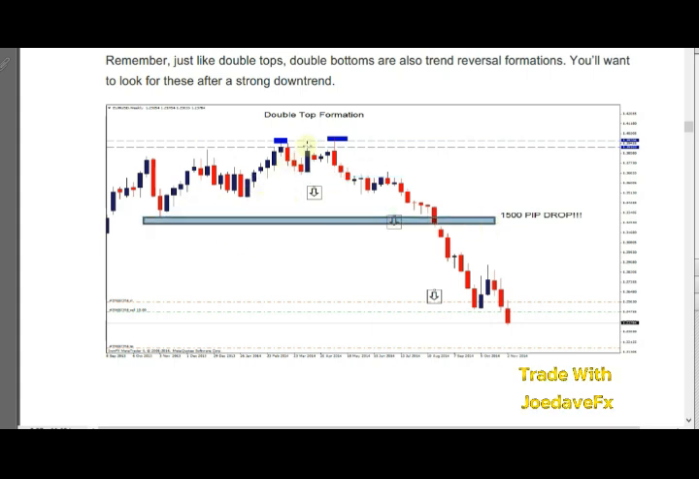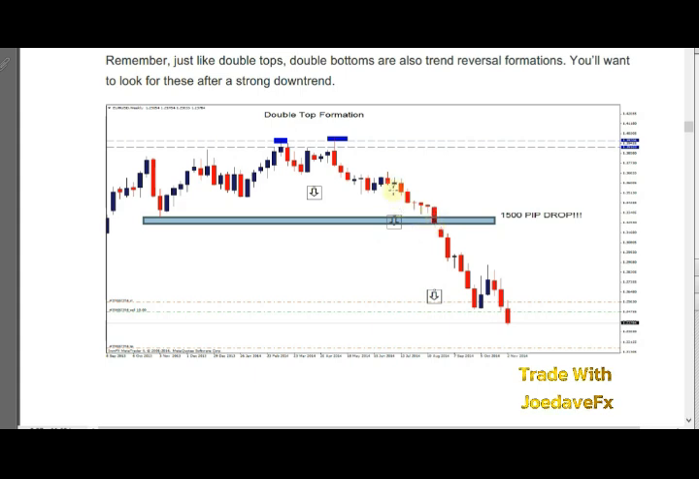Yes. If I'm to duplicate, if I'm to measure from here to this neckline, from my entry to here, this will be my first target. But I can analyze further and see there's other support and resistance levels. Let's say I have 2 positions open, or even just 1 position open.